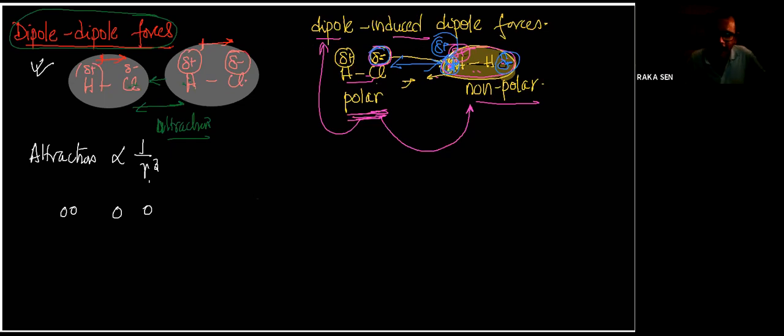Now the question is, why is this attraction arising? Because this polar molecule induces a dipole in this molecule, which was initially a non-polar molecule. So this kind of interaction is called the dipole-induced dipole process. This was first found out by Debye. So it is also called Dipole interactions or Dipole forces. Right?